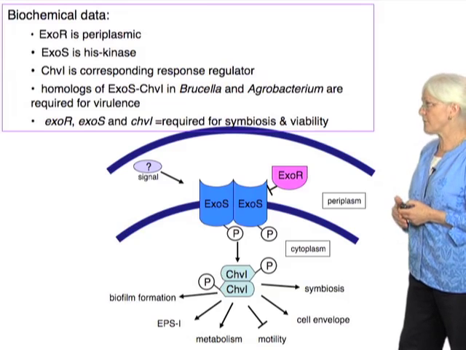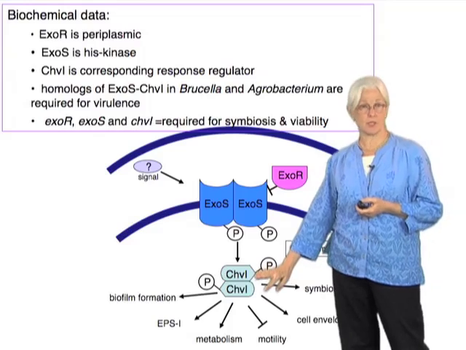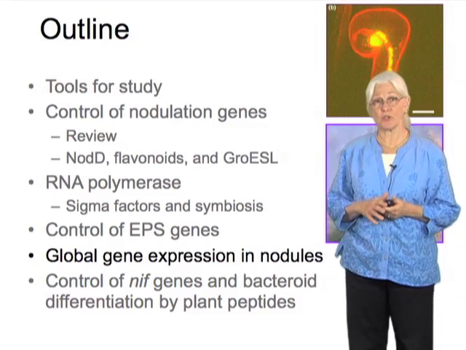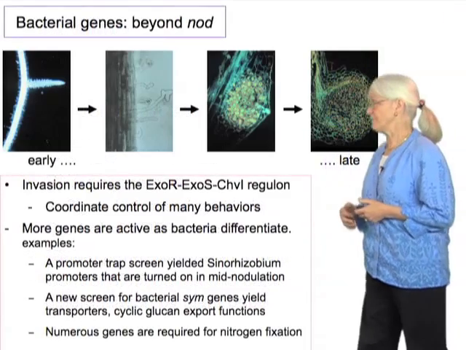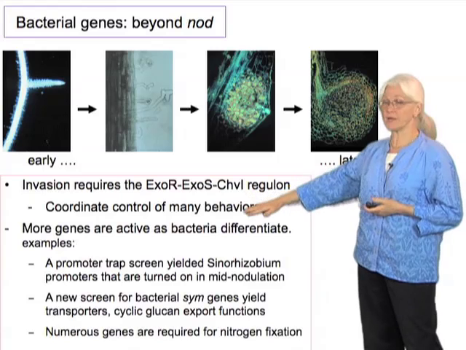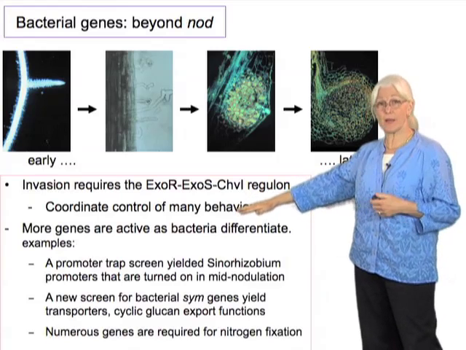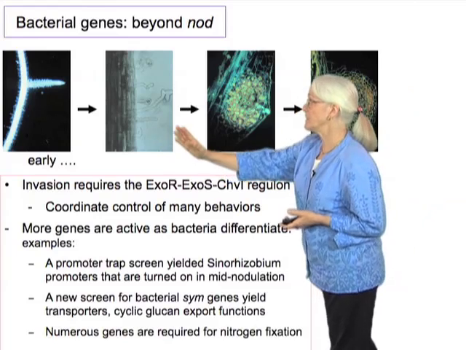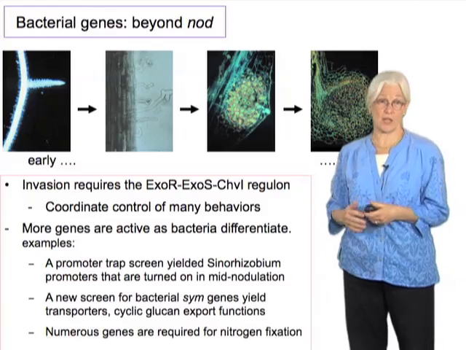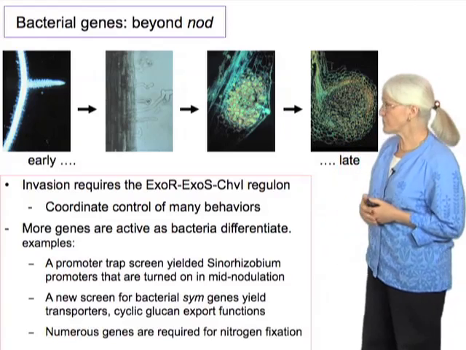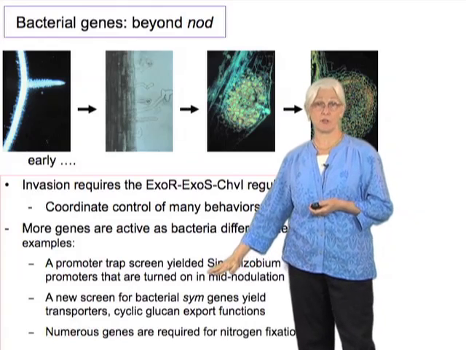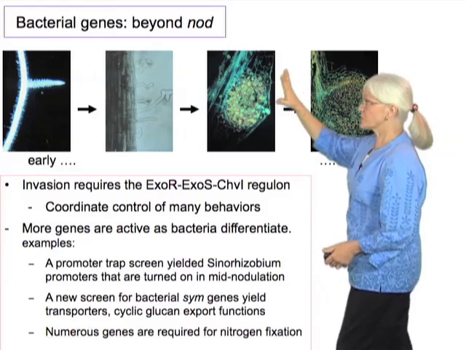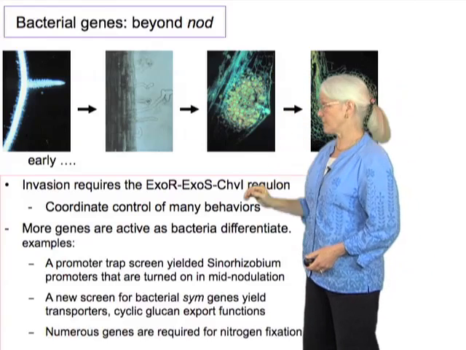And one of the other directions we're going right now is to look very specifically for the targets of the CHVI DNA binding protein. Now, XOR and XOS, as I showed you, control a lot of genes. There are more genes out there. We already know that this regulon is required for exopolysaccharide. It has to be just right in order to get invasion. You saw that there are many genes that are controlled. But we also think that as you go from invasion all the way to differentiation, there are many more genes than that. First, in a promoter trap screen, genetically, we found several dozen bacterial promoters that appear to turn on in between the beginning of invasion and the final differentiation. So we're looking at those genes to ask, what is it that controls them?